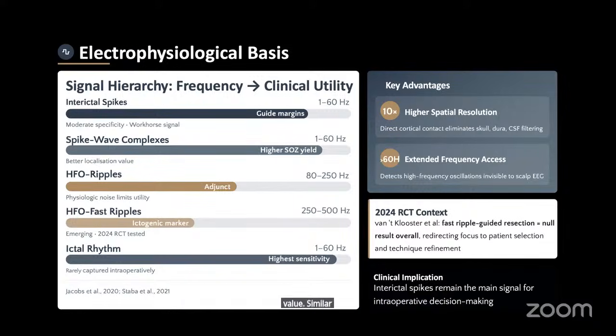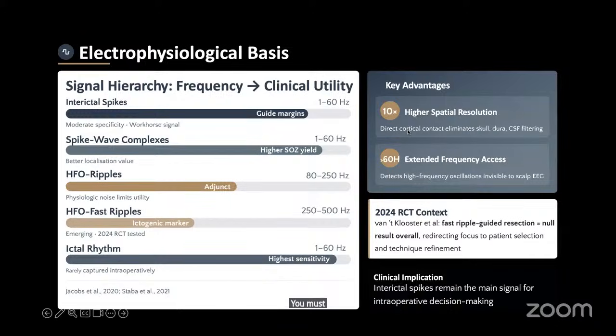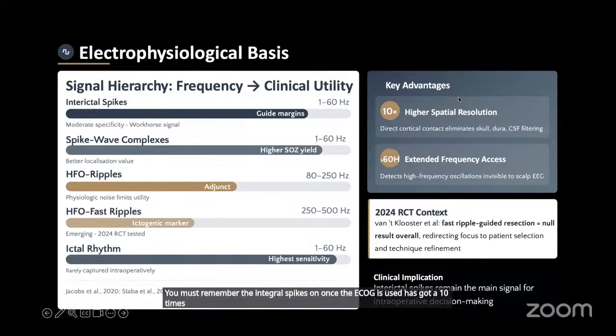Similarly, the high frequency oscillation ripples at 80 to 250 hertz can be used as adjunct. And finally, the 250 to 500 hertz high frequency oscillation fast ripples are an excellent ictogenic marker. But these are all emerging rhythms. The standard rhythm we use in most cases is the interictal spikes to guide our margins. And you must remember the interictal spikes, once the ECOG is used, has got a 10 times higher spatial resolution compared to extraoperative EEG recording.